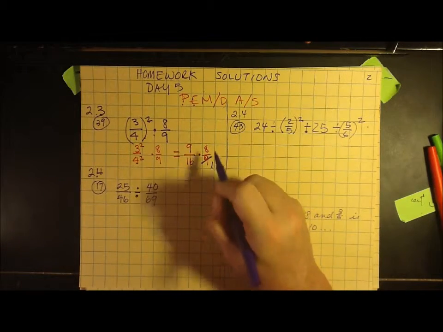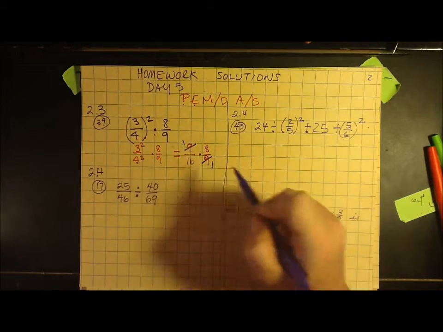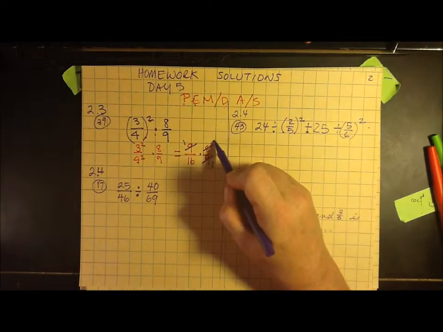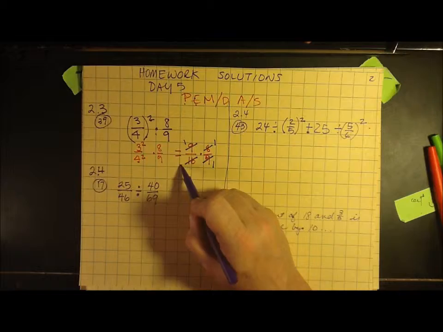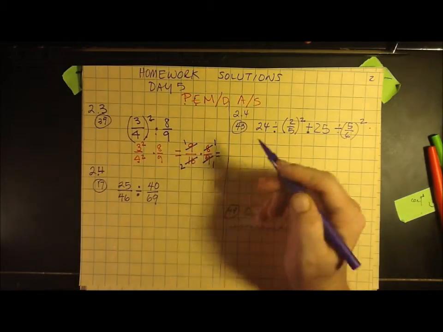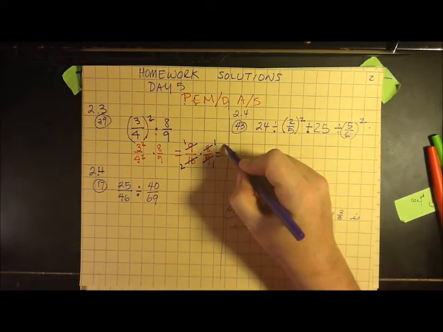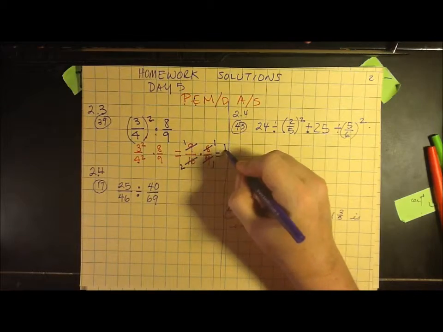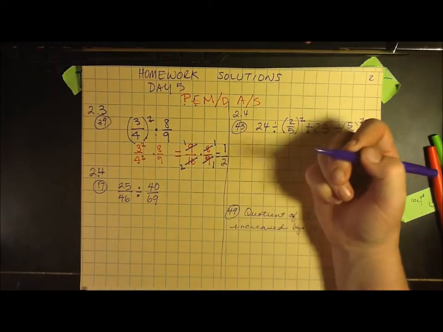9 goes into that 1 time. 9 goes into that 1 time. 8 goes into that 1 time, and 8 goes into that 2 times. So that whole thing up there is the same as saying 1 over 2, or 1/2.